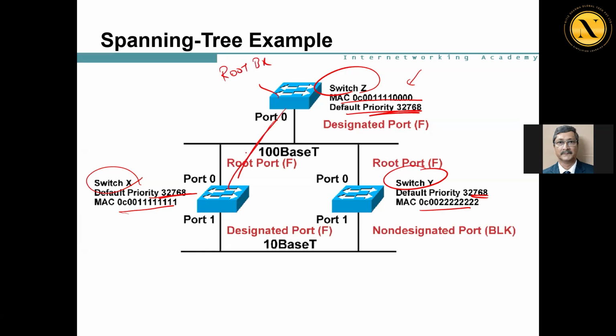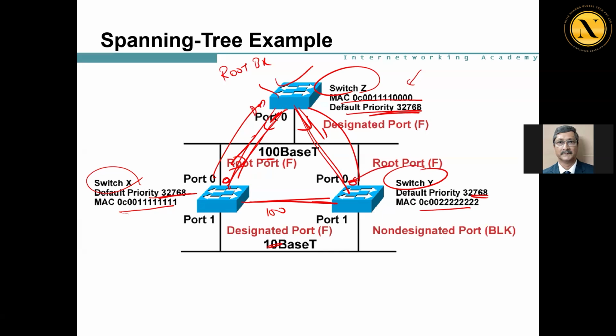And let's say they are connected like this only. Okay. So this will send 0 cost, 0 cost. But 19 cost, let's say all of them are 100 Mbps. 0 cost, but 19 cost. 0 cost, but 19 cost. Okay. So this will be the root port. This will be the root port.